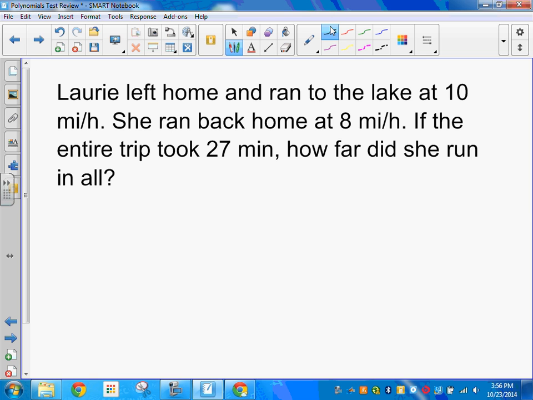It says, Lori left home and ran to the lake at 10 miles per hour. She ran back home at 8 miles per hour. The entire trip took 27 minutes. How far did she run in all?